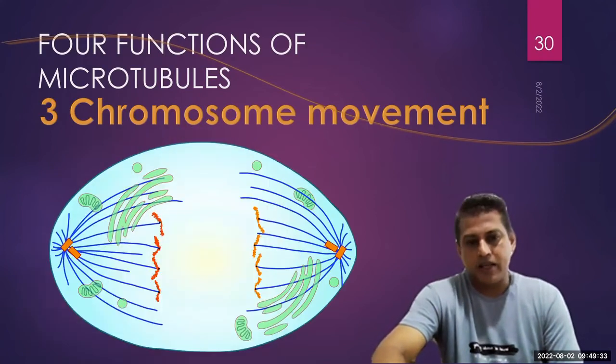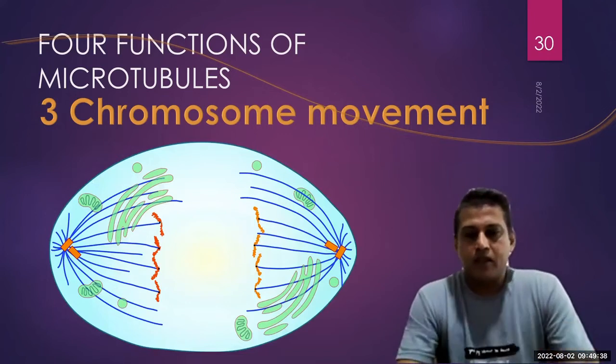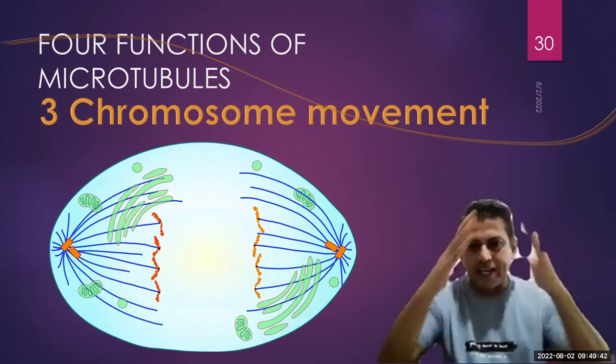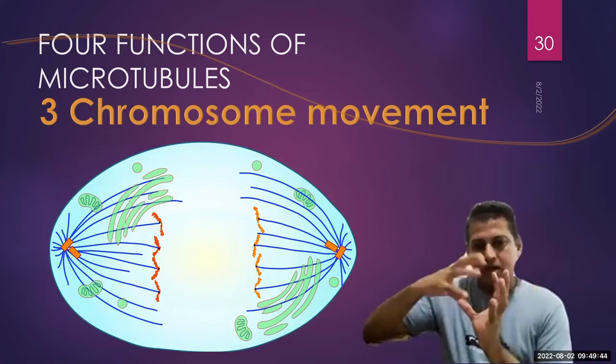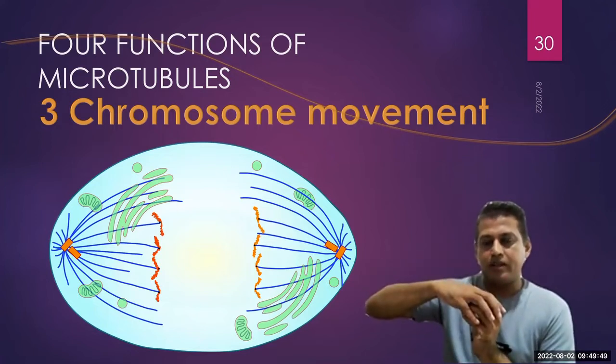Okay, yeah, here the chromosome movement. Now you can see the chromosome is X-shaped because one DNA molecule copies to make the other one.